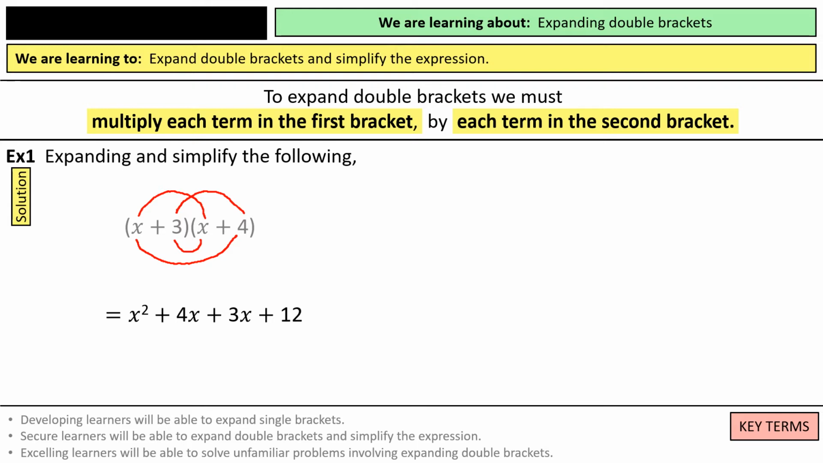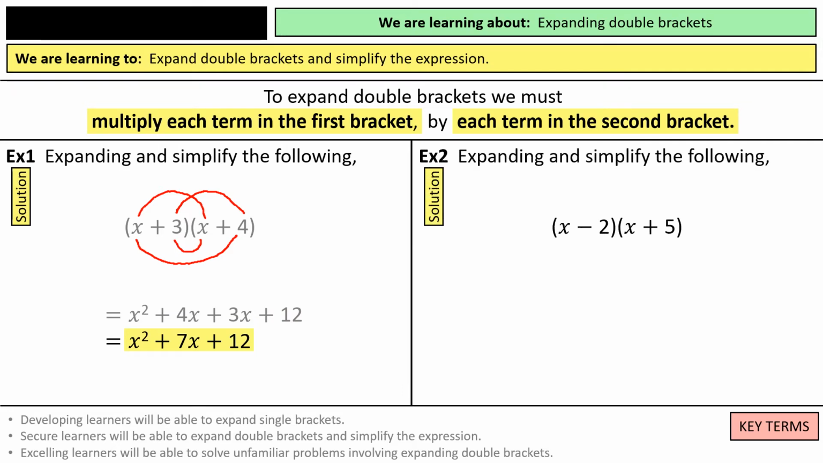FOIL, smiley face, end up doing the same thing, and either of those ways of thinking about it will work for you. But in terms of simplifying, we start with the x squared. There are no other x squareds, so that stays as is. We've got some x's, plus 4x, plus 3x. We can collect those together to make 7x. And then the number on the end, plus 12. That can stay as it is in the answer as well.